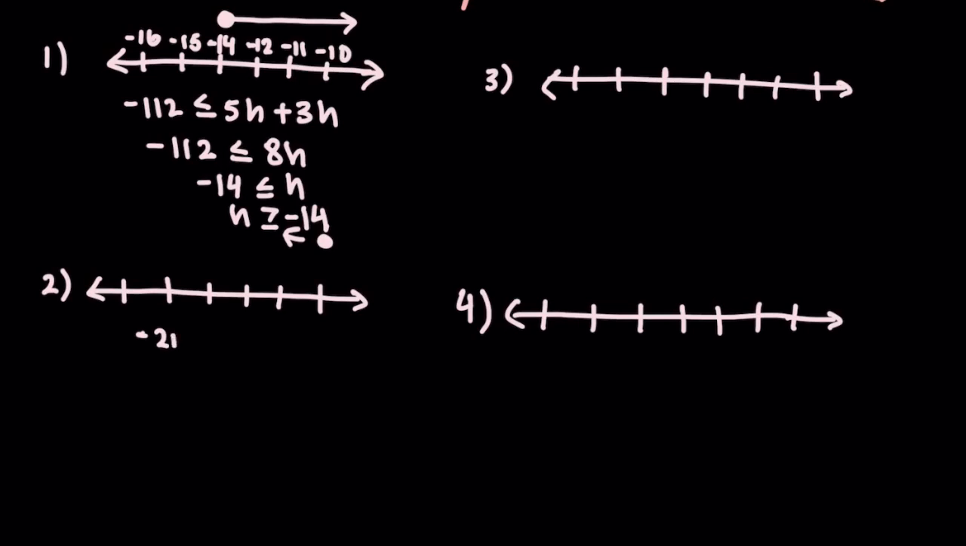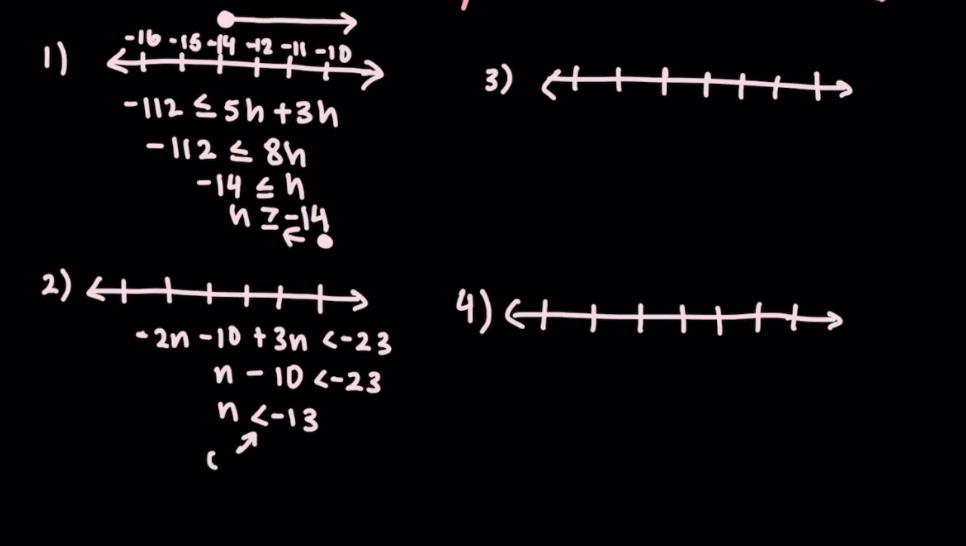The next problem we will try to do is negative 2n minus 10 plus 3n is less than negative 23. We can combine like terms on the left side of the equation and say n minus 10 is less than negative 23. Therefore, n is less than negative 13. Since our sign does not have a line underneath it, our circle on our number line will be an open circle. So we put our point at negative 13 and go to the left.